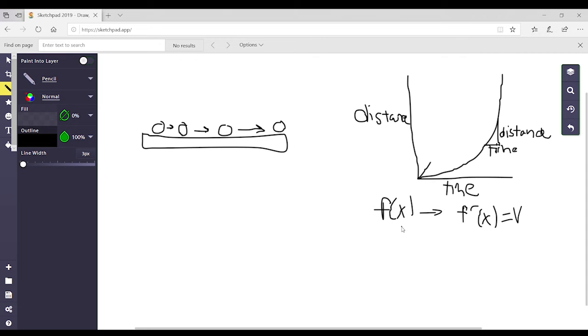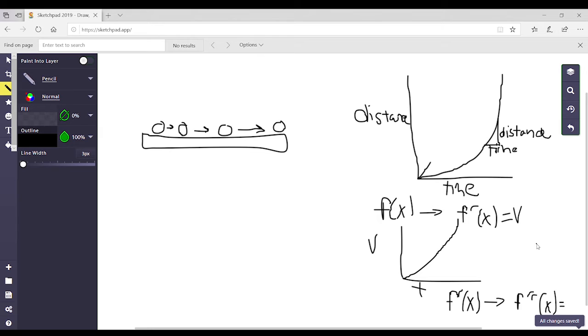So now let's draw another graph. So then the velocity is increasing. So this would be velocity and this would be time. So over time, velocity is increasing. So it's getting faster and faster as time goes on. So what happens if you take the derivative of this? Well, f prime of x is this function, right? So if we take the derivative of that, it's going to be f double prime of x. And that's going to be your acceleration.